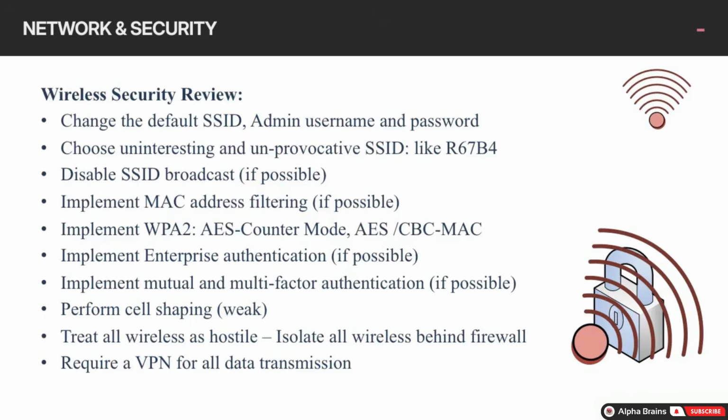Now, this cell shaping, as it's called, is probably your weakest form of security, because a bad guy with a good antenna can connect to your wireless network from hundreds of yards and maybe even miles and miles away. So this cell shaping is very weak. Basically, you're knocking down the dummies here once again. If they really have the intent to break into your wireless network, cell shaping probably isn't going to help you.